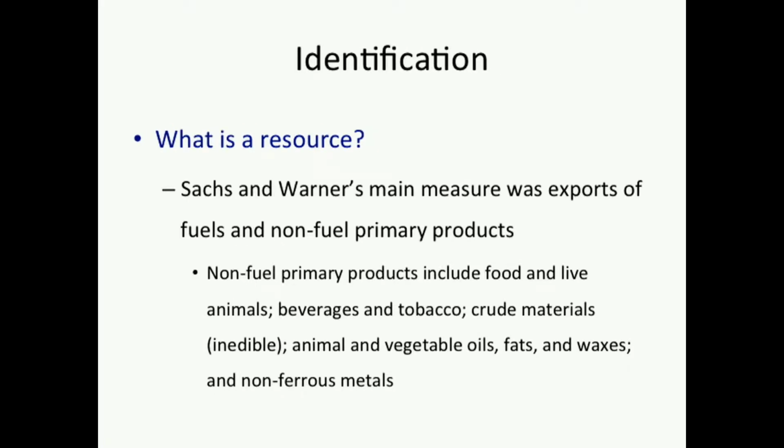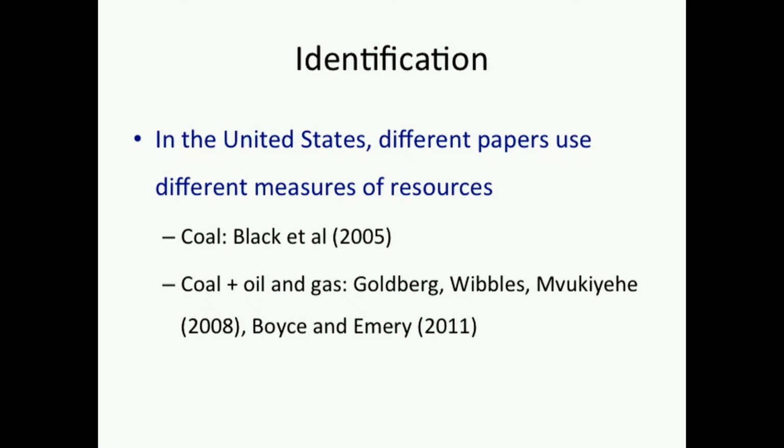So one of the questions you might have is, what is a resource? And this kind of comes back to your question earlier. Sachs and Warner's main measure was this kind of slightly weird measure of fuels and non-fuels, including food and live animals and beverages and tobacco and animal and vegetable oils, fats, and waxes, as well as non-ferrous metals. So it's this sort of slightly strange measure. In the US, people have used a variety of measures, including coal. So if you're familiar with the black paper, they look at what happens to coal counties. Coal, oil, and natural gas is often used.